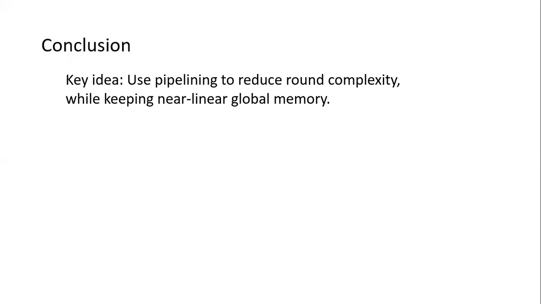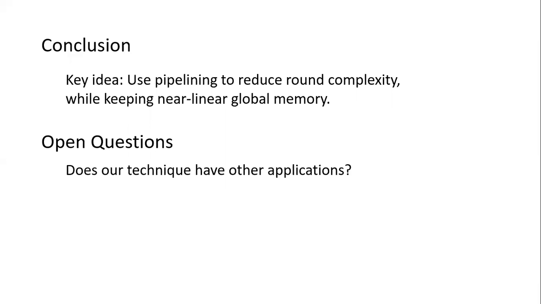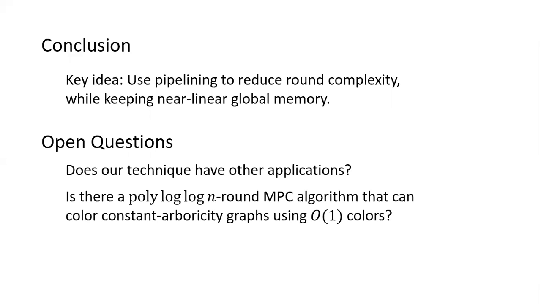So to conclude, our key idea is to use pipelining to reduce the round complexity while keeping near linear global memory. And we have some open questions. The first question, does our technique have other applications? And the second question, which we already mentioned, is there a polylog n round MPC algorithm that can color constant arboricity graphs using a constant number of colors?